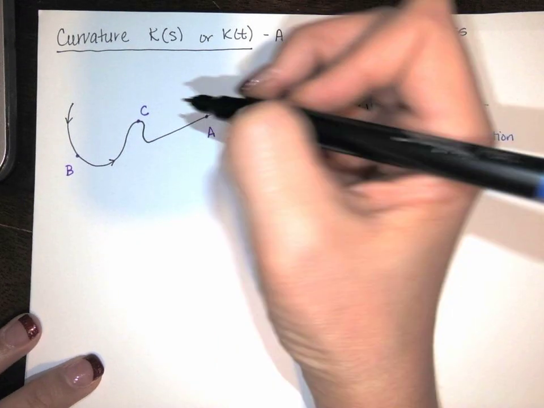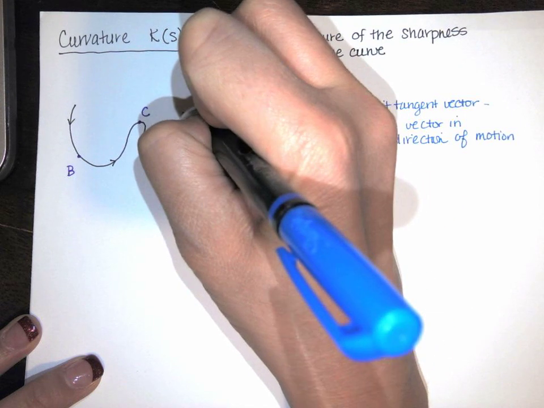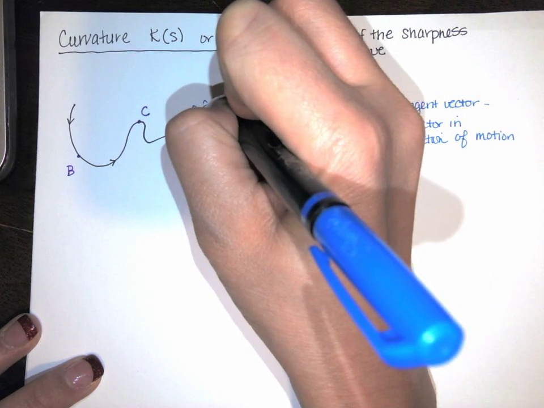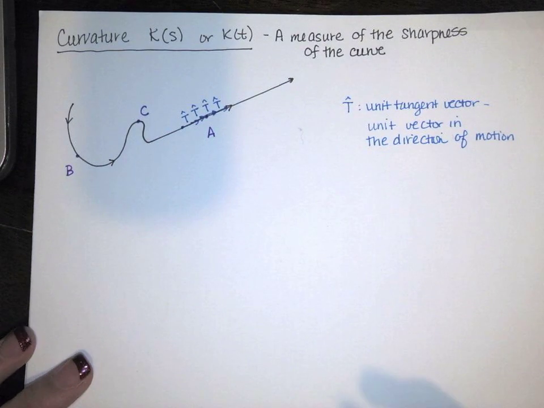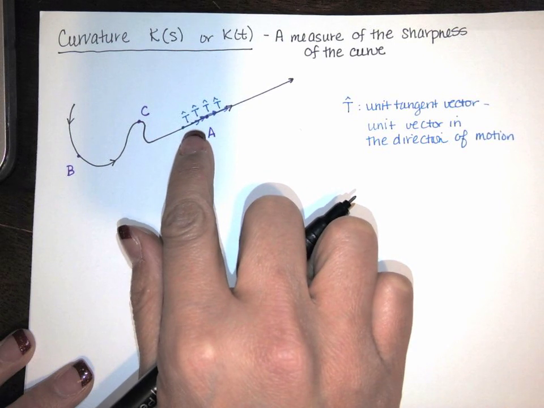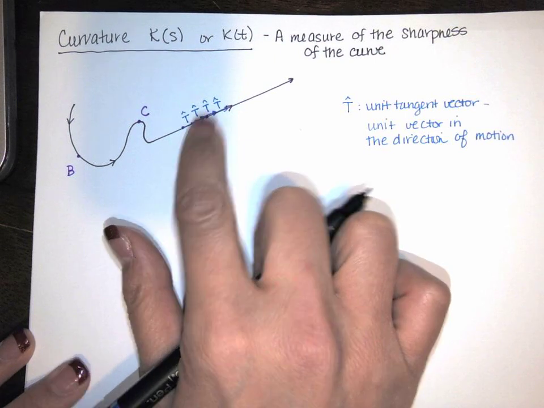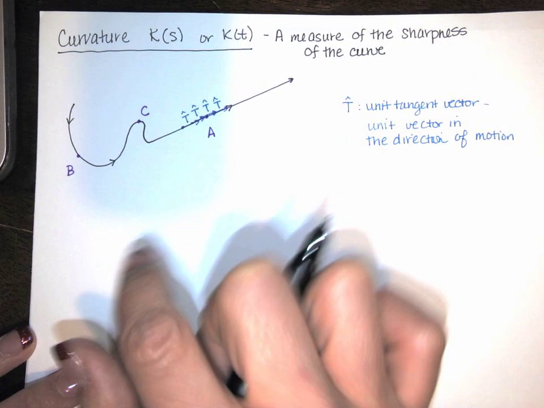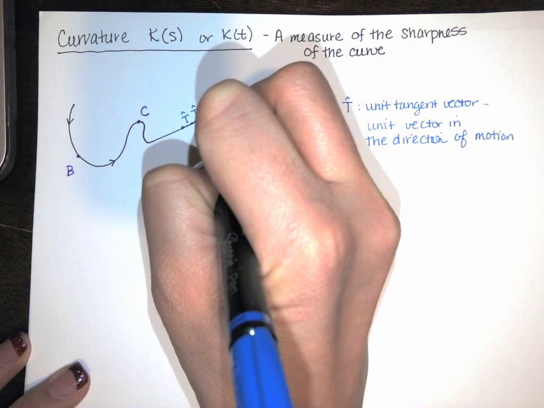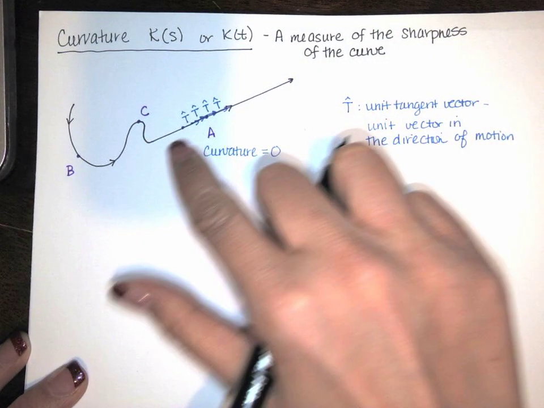So near A, here is my unit tangent, and here is my next unit tangent. And we've got infinitely many unit tangents. Now all of them have exactly the same length, and they're all headed in the same direction. So even though they have different initial points, if I were to draw them all with their initial point at the origin, they would all look exactly the same. So here the curve isn't curving at all, so the curvature at A is 0. And that's because we've got a straight line over here.